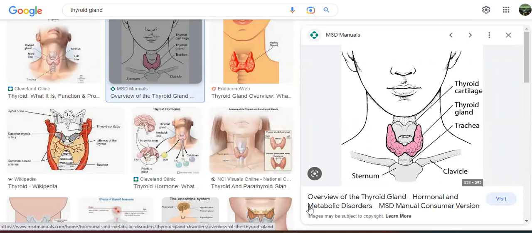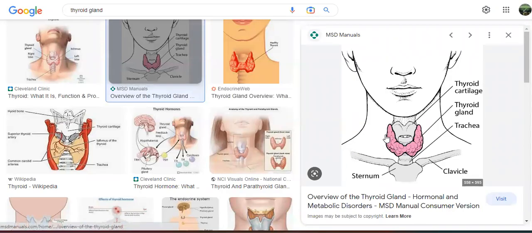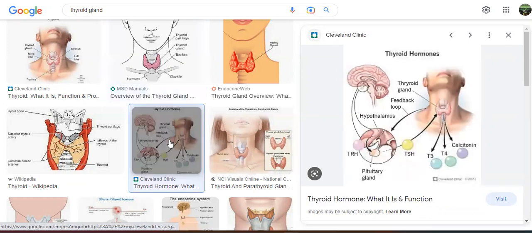Between that there is the isthmus. Okay, we have the isthmus which connects the two lobes. This is very very important. Okay, so this is the right lobe and left lobe, it is connected with the isthmus. So this is the trachea, this is the thyroid cartilage. So above the thyroid cartilage, we have a butterfly shaped gland, that is the thyroid. So you can see that this is the thyroid gland.